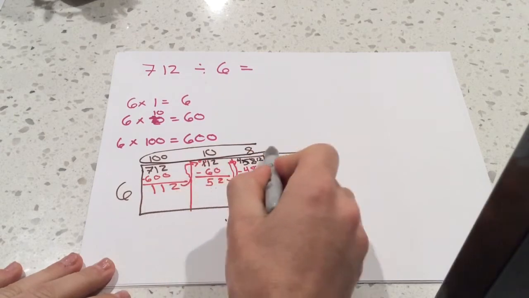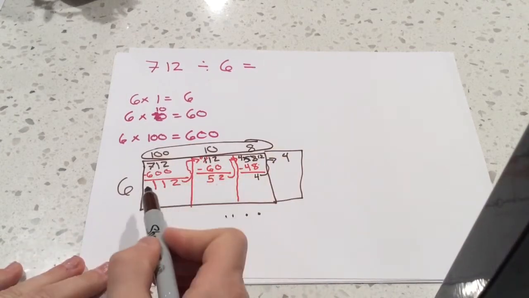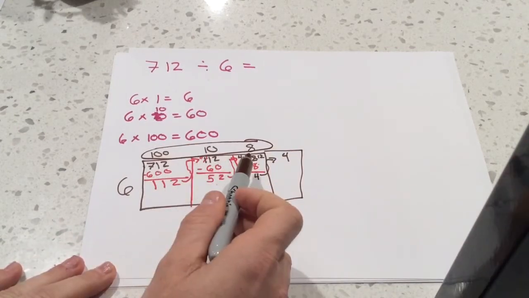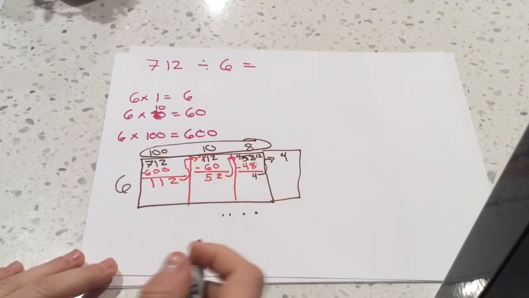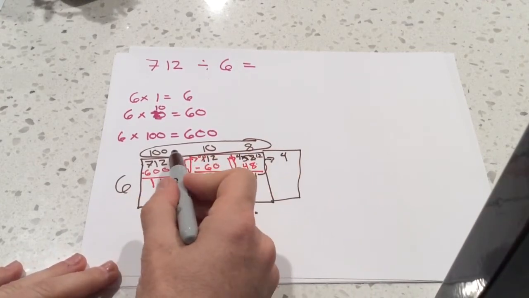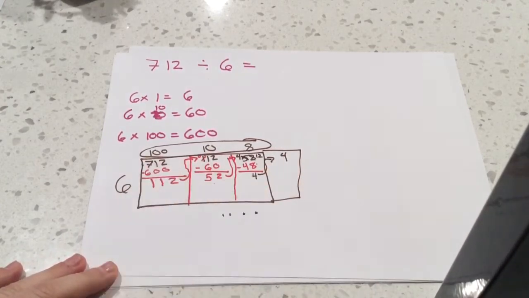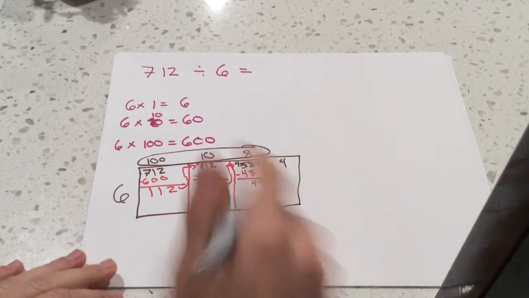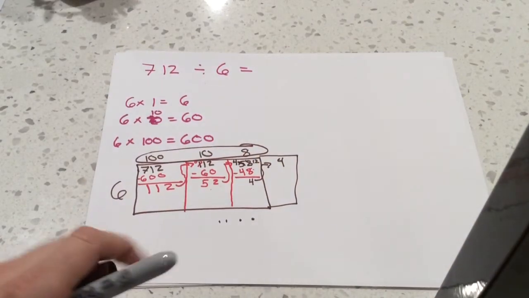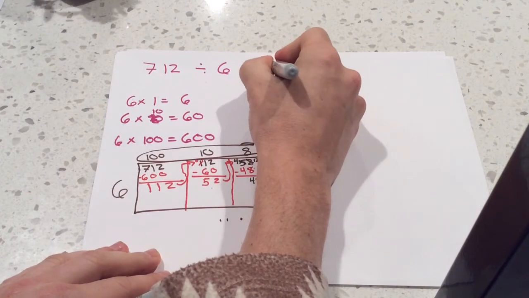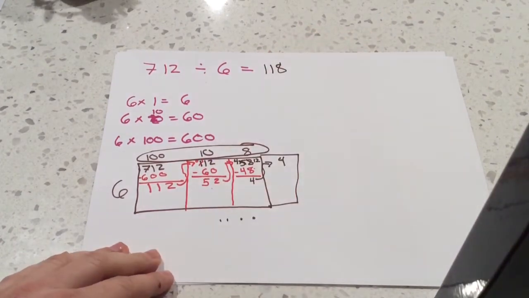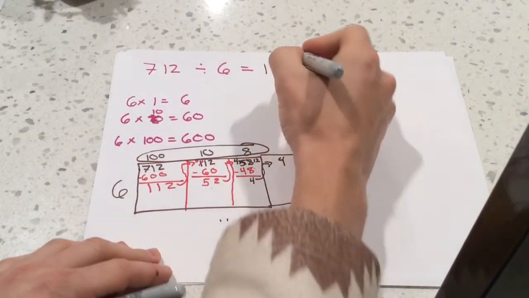I started out by taking out 100 groups, then I took out 10 groups, then I took out 8 groups. So that would be 118 if I'm putting those together by place value. So 712 divided by 6, I was able to take out 118 complete groups, and there were 4 left over.